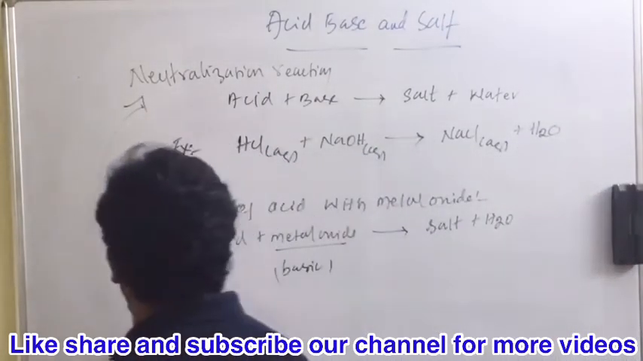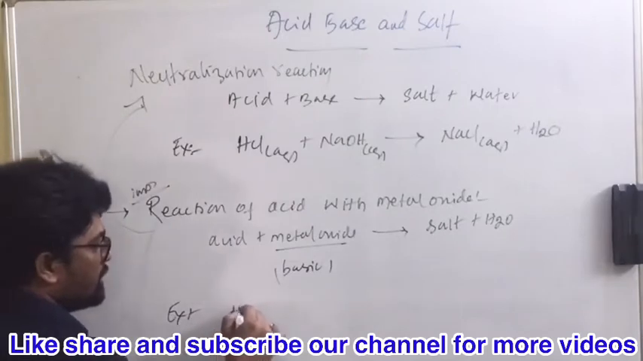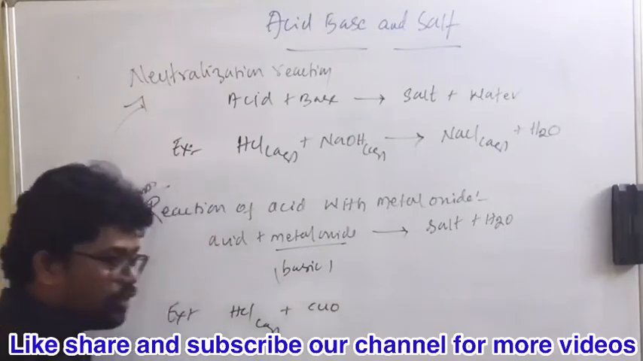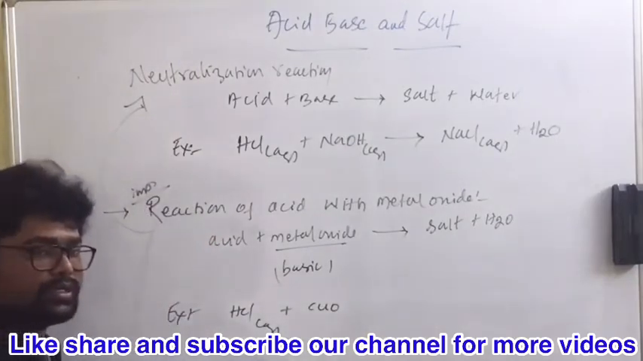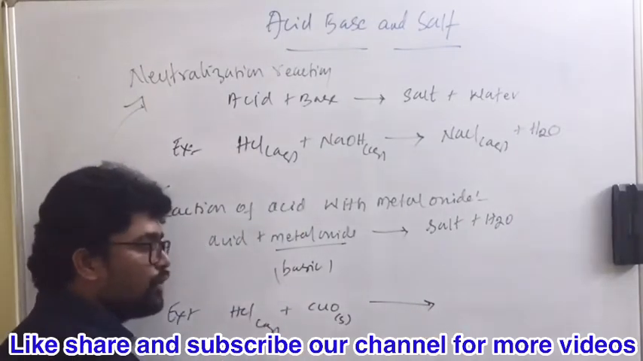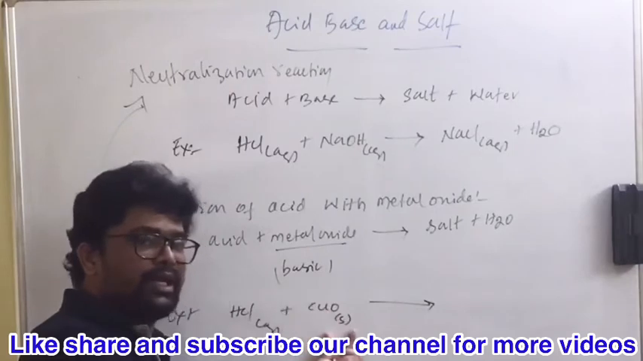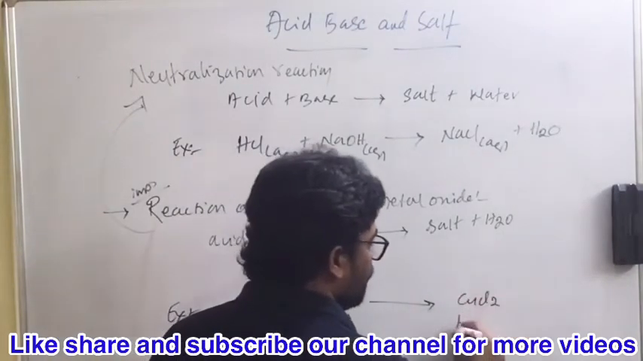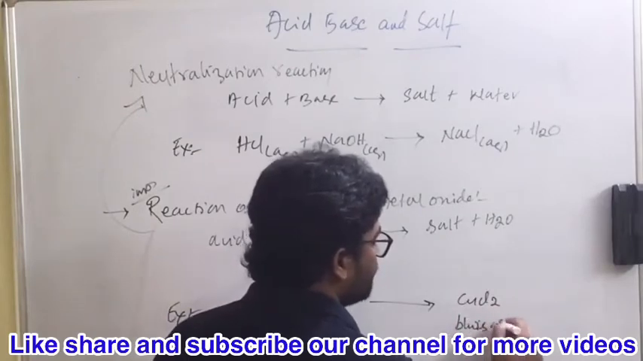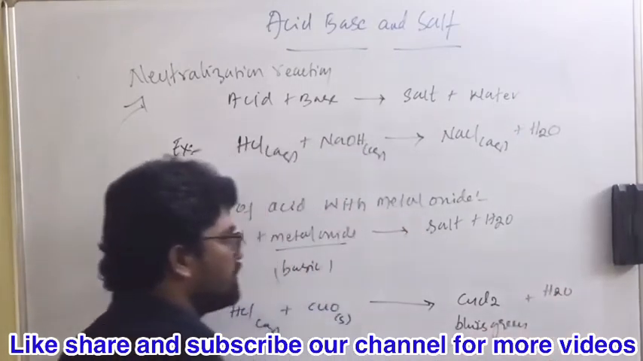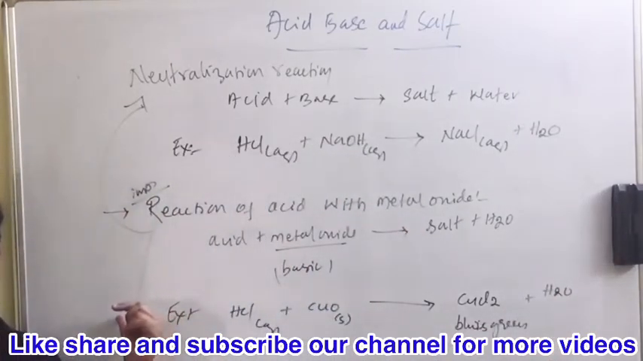Let us understand with an example. I'll take an acid, HCl, hydrochloric acid, reacting with the metal oxide copper oxide. The color of copper oxide, we all know, is black. When it is made to react with acid, copper oxide completely dissolves in the hydrochloric acid and gives you copper chloride, a bluish green colored compound, which is nothing but a salt, and water is formed. It is similar to our neutralization reaction.